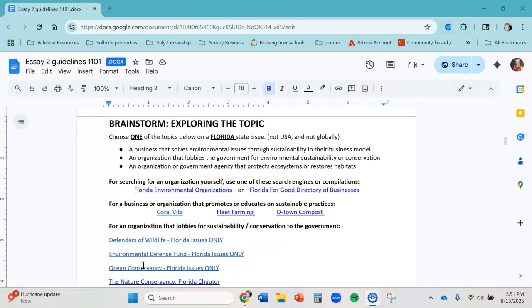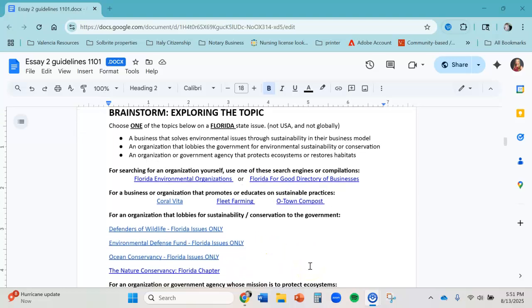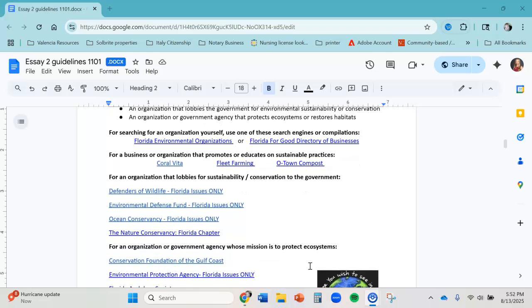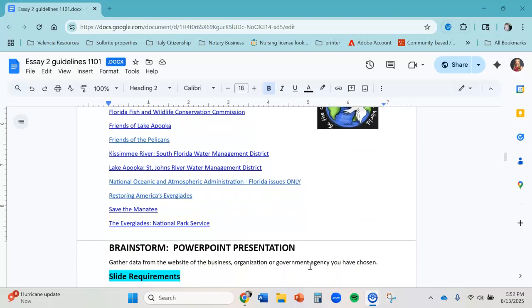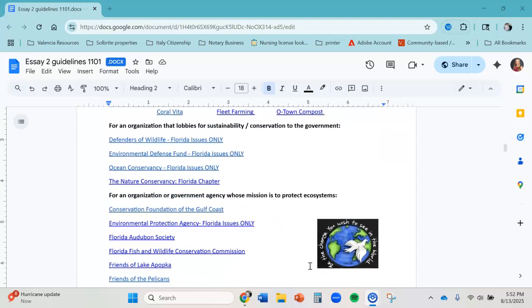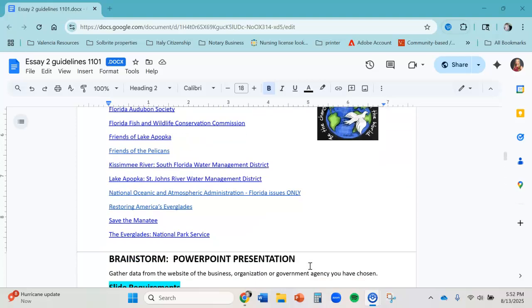The first thing we're doing is brainstorming and exploring the topic. I've given you several different organizations in Florida that are doing some really great work in helping with sustainability efforts and solving problems that are facing the environment here in Florida. You can choose one of them, or explore several of them. It's truly up to you, but I've given you many of them. This is the only website that you can use in this essay.